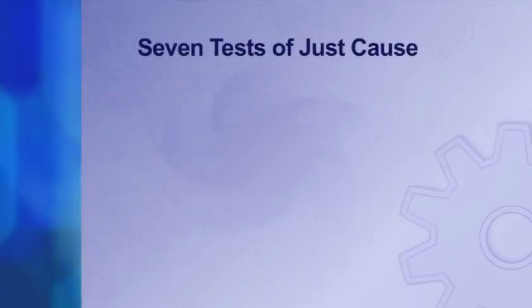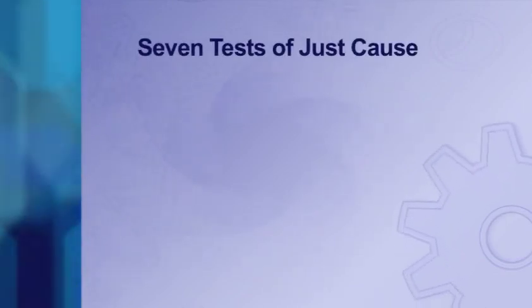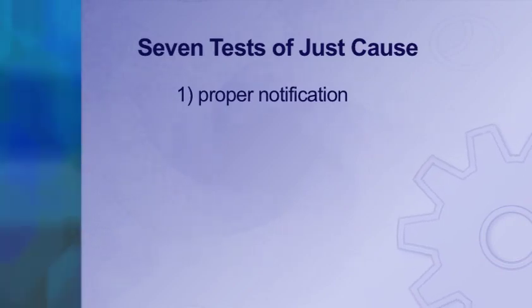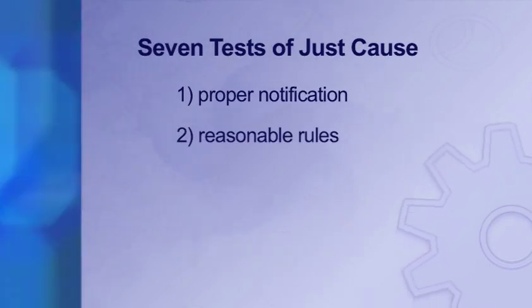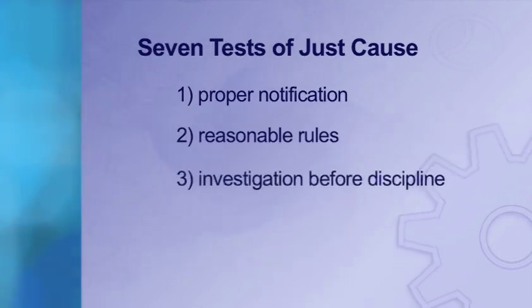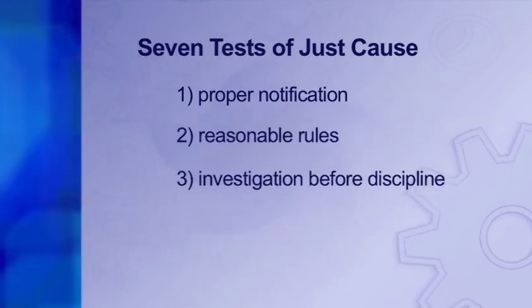Here, Frank uses the arbitration standard known as the 7 tests of just cause as a guide to evaluate possible discipline. Before issuing discipline, a supervisor should answer affirmatively to 7 tests. Was the employee notified of the rules and consequences of breaking the rule? Is the rule reasonably related to the operation of the business? Has management conducted an investigation before issuing discipline?